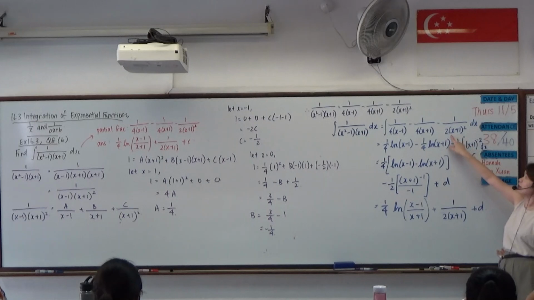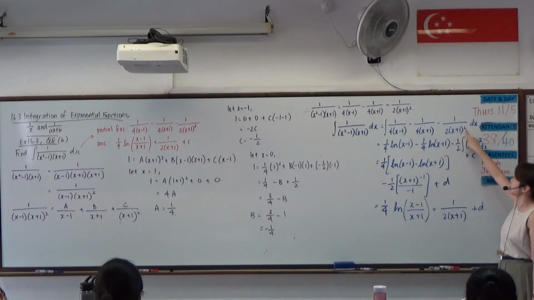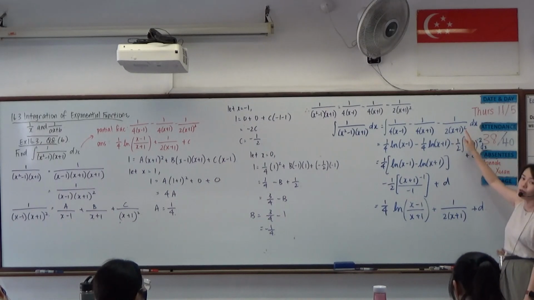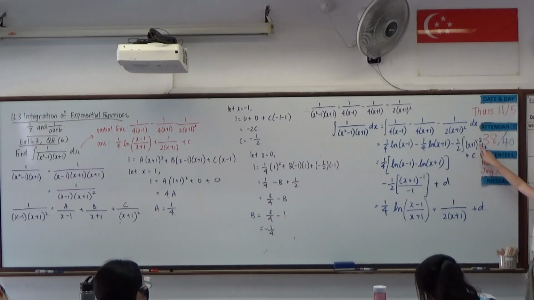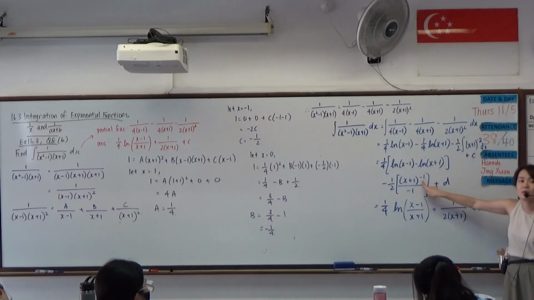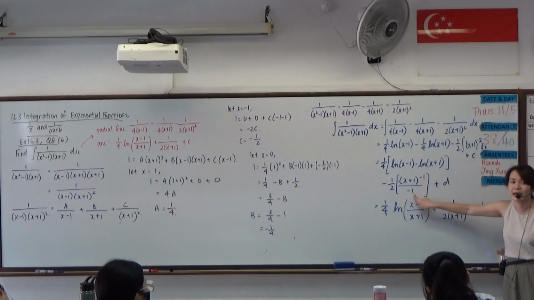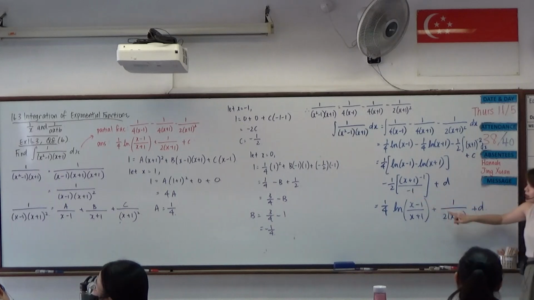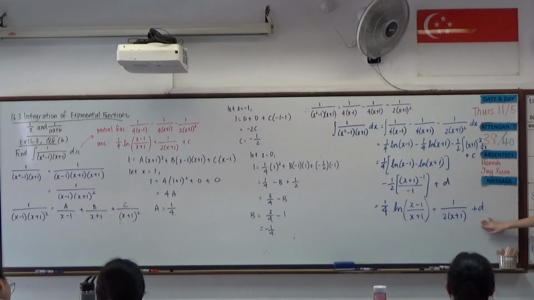Right? Take note that for this integration, because the denominator is a square, we will be using our power rule. So it is actually integrating something to the power of negative 2. And that will mean that I need to add power plus 1 divided by the new power. Okay? And then this will be my final answer.